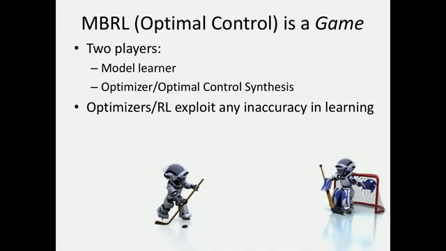So the fundamental issue here is that I think it's more useful to think of model-based reinforcement learning as a game where there are two players. One player is effectively learning the model, and the other player, the optimizer or optimal control synthesis algorithm, is desperately trying to exploit that model. And so anywhere the model learner makes an error which is optimistic, so it thinks something better is going to happen than is actually going to happen, the optimal control synthesis algorithm, the RL part, will exploit that. And it will do things that are not physical.